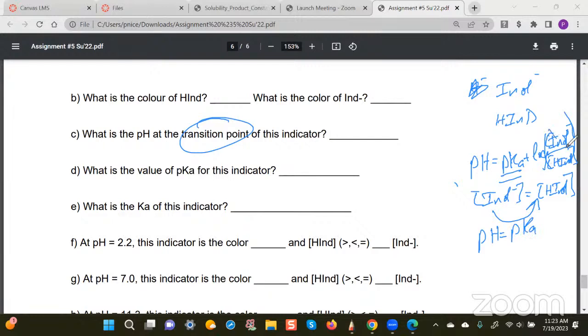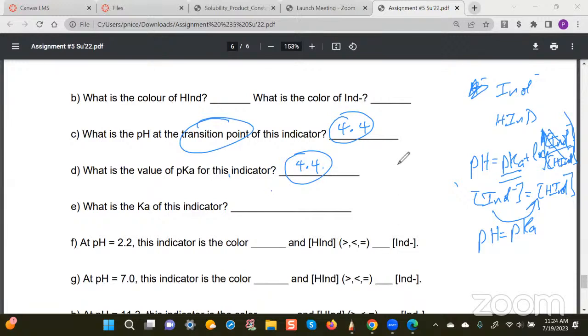So at the transition point, this here will be equal to 1. And at the transition point, the pH is going to be equal to pKa. So we know that the transition point pH is equal to 4.4. So the pKa is equal to 4.4, right? So that's how we get the pKa. It's going to be the same thing as the pH at the point where the concentration of both the conjugate base and the weak acid are going to be the same. So this brings us now to the question, then what is the Ka for this indicator?